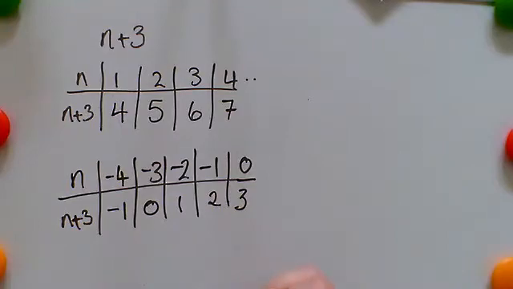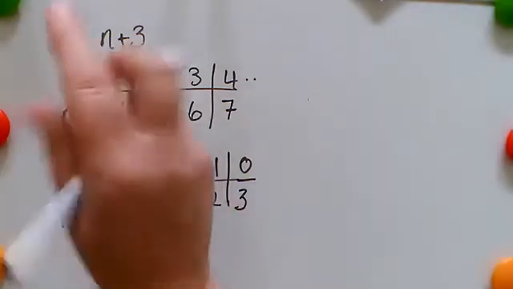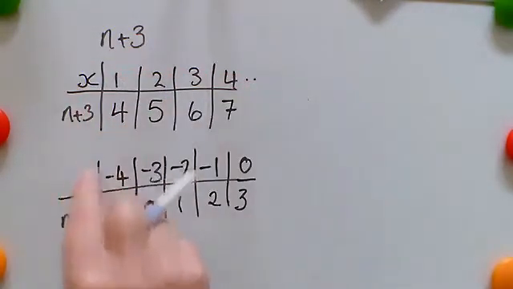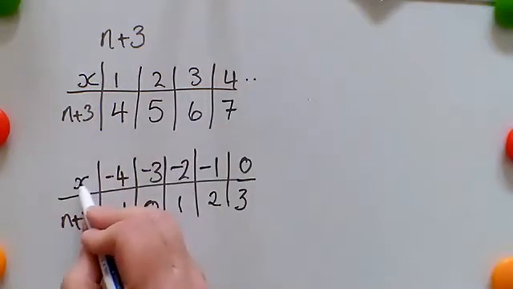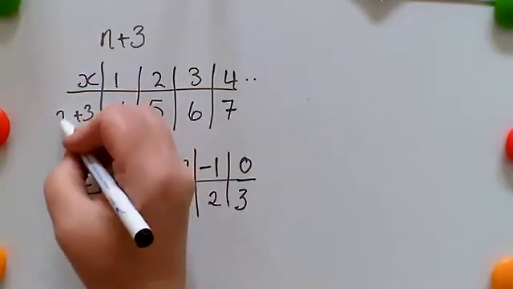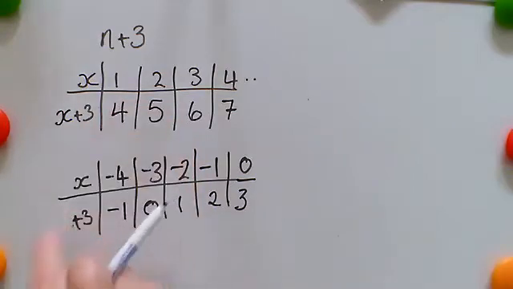Okay, so what we're going to do now, instead of the letter n, I'm going to replace that with the letter x. So this row becomes my x coordinate. I'll do the same here. And instead of n plus 3, I'm going to change that to x plus 3.